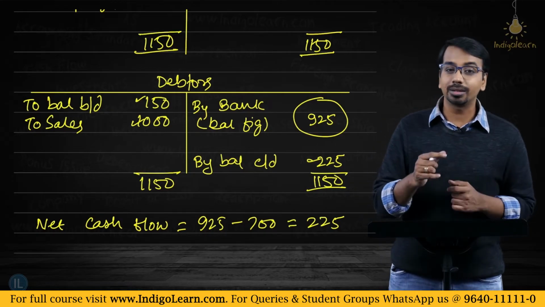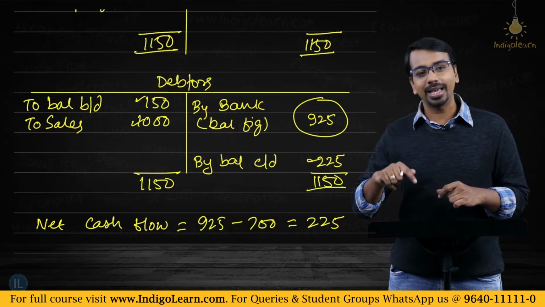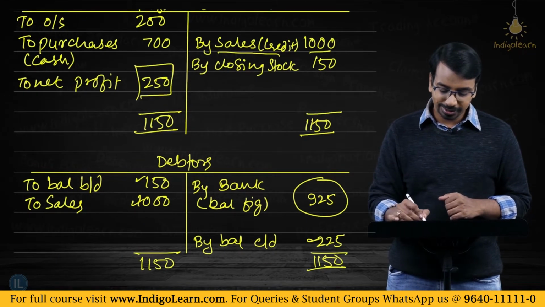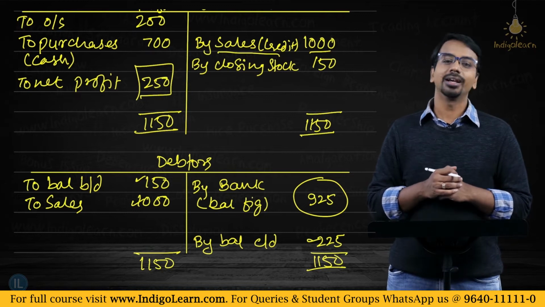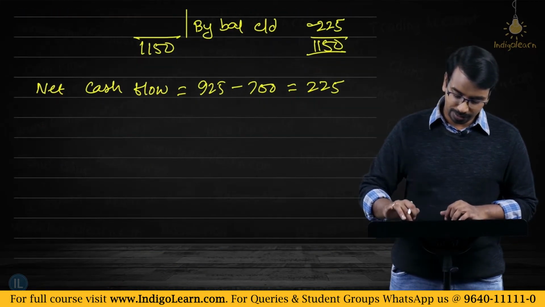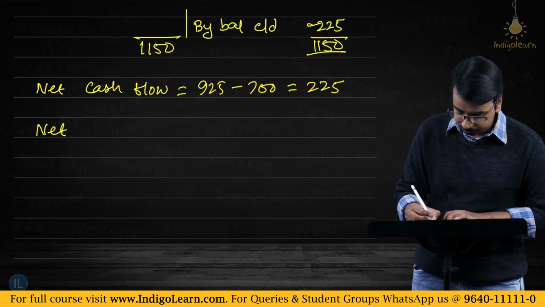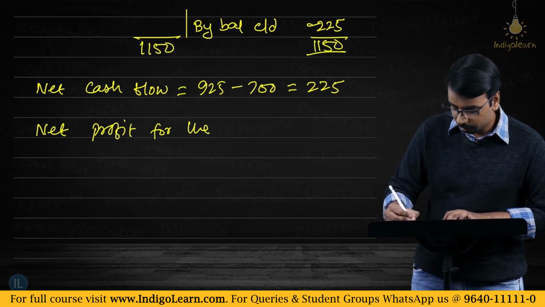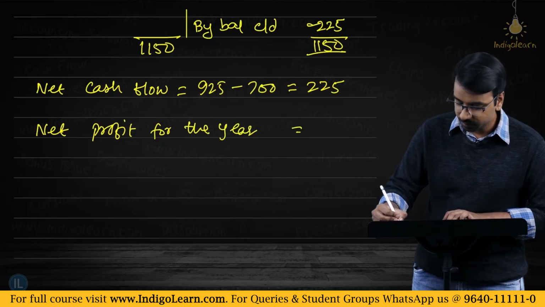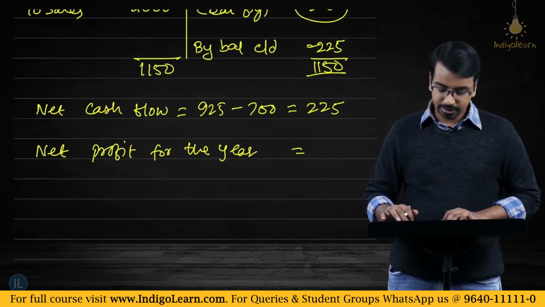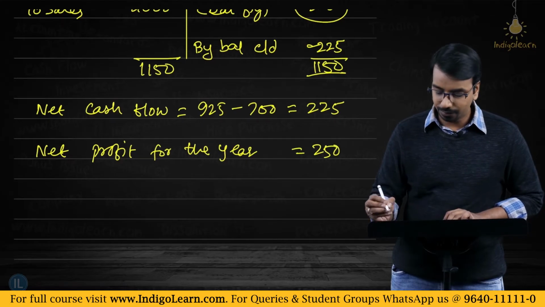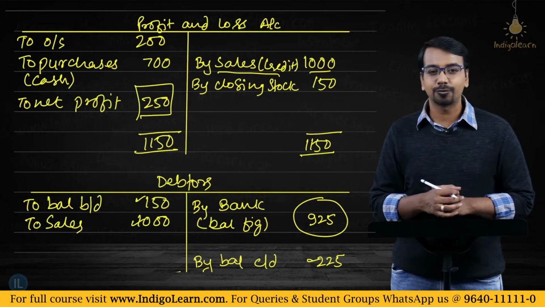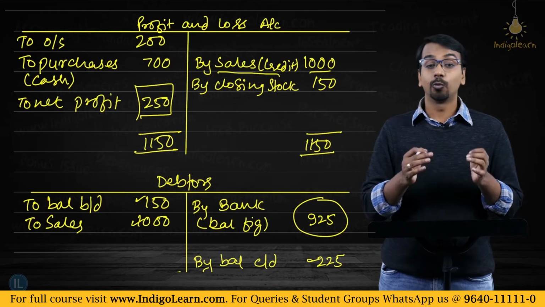Now, but when we are doing it under the indirect method, we have to again link it back to the net profit. How much is the net profit? The net profit is 250. So, if I have to link it with net profit, I will say net profit for the year is given as 250. Now, is this 250 the cash flow? The answer to that is no.